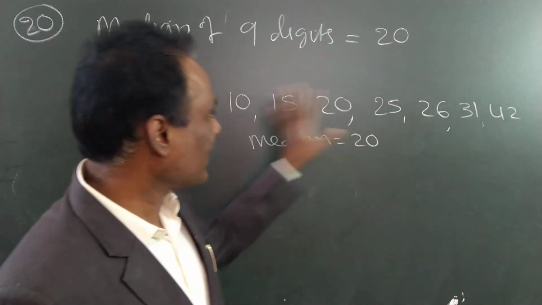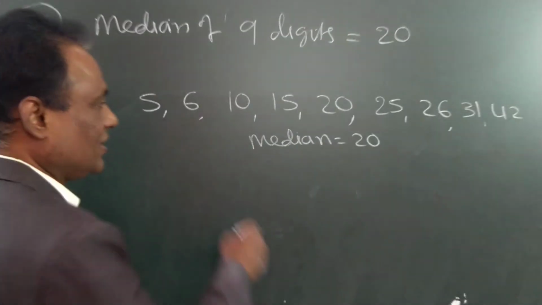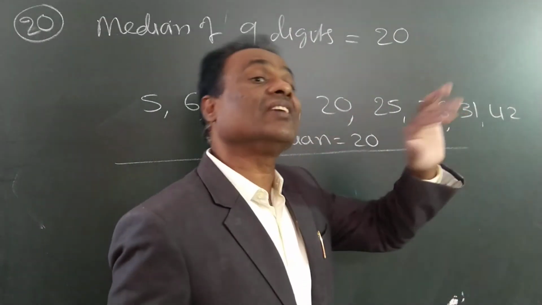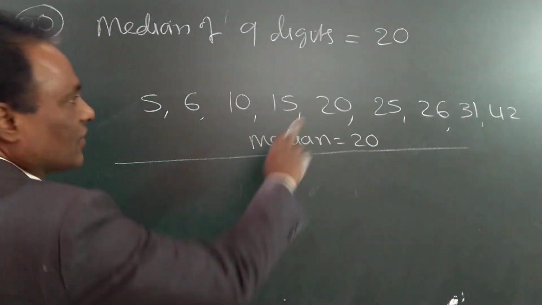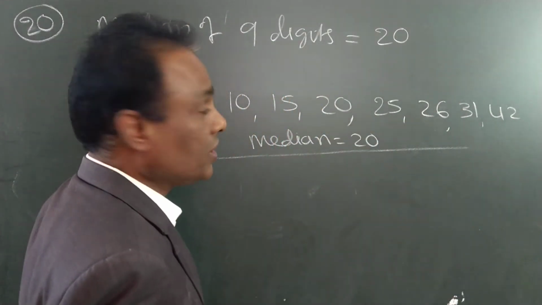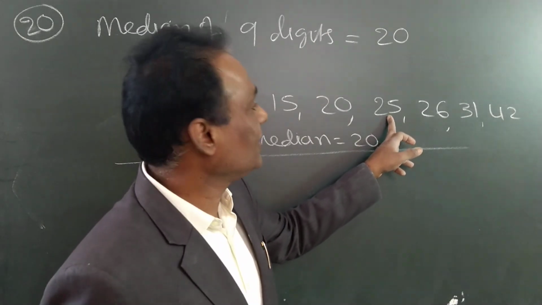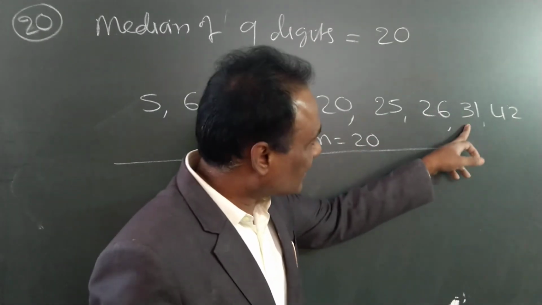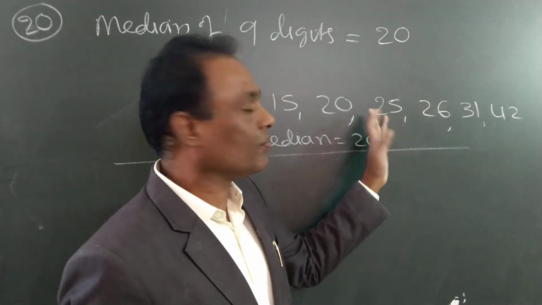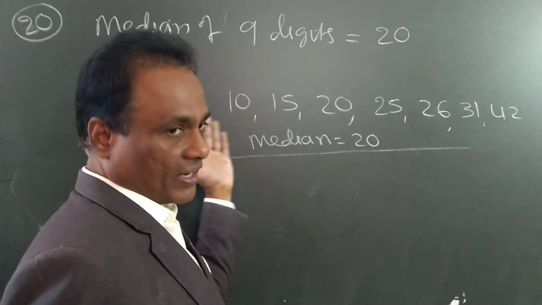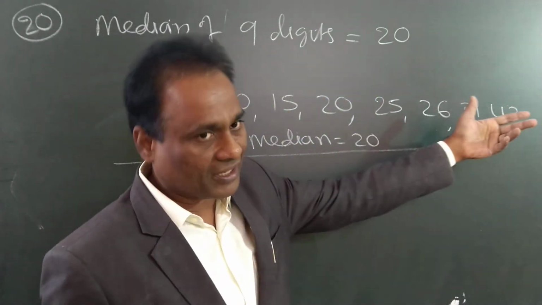So accordingly I adjusted the numbers. Then what is given? The last 4 numbers are increased by 2. See here, the last 4 numbers are increased by 2. This 25 will become 27, with 2 added. This is 28, this is 33, this is 44. The last 4 numbers are increased by 2. If increased by 2, they will not come to this side, no? They will stay on the greater side only.